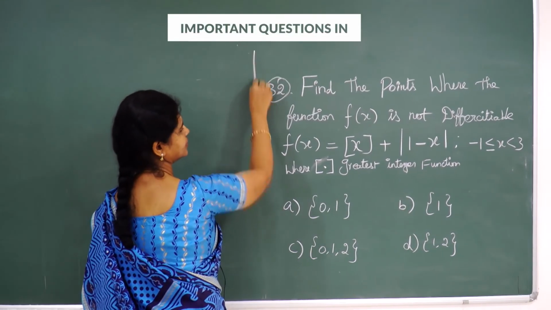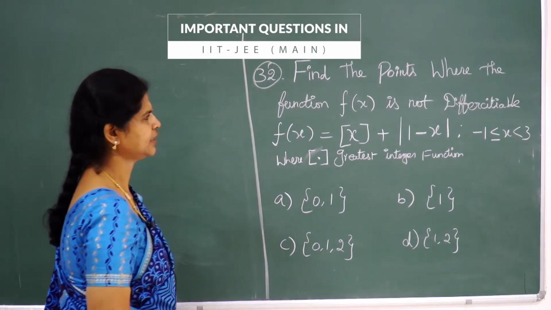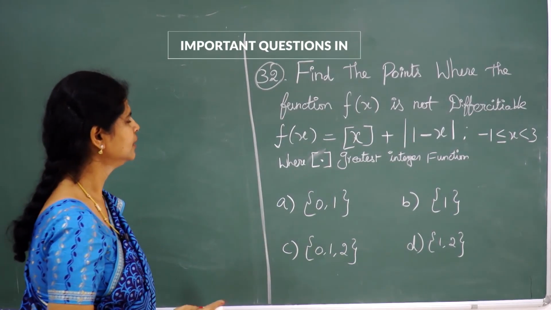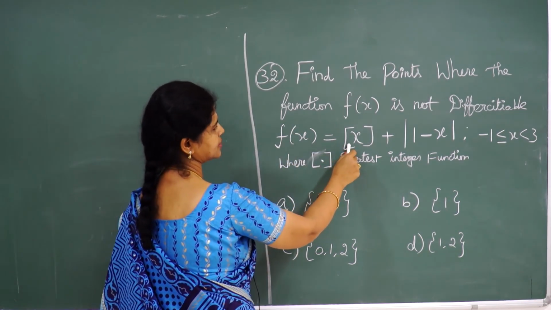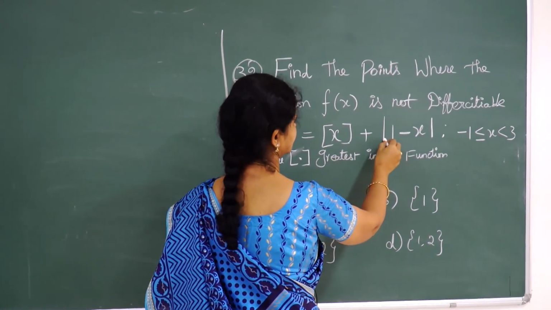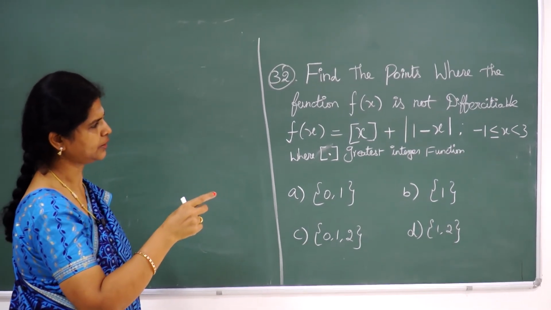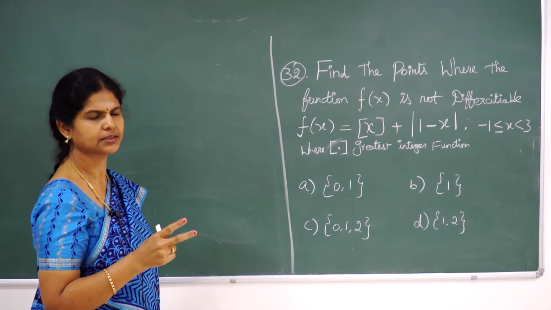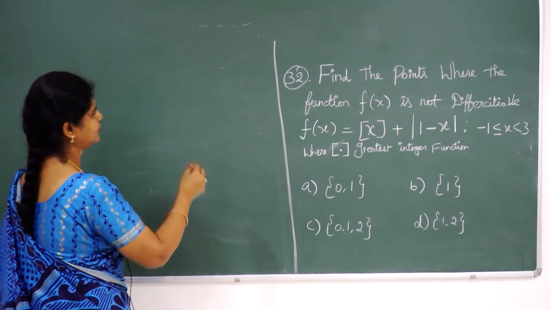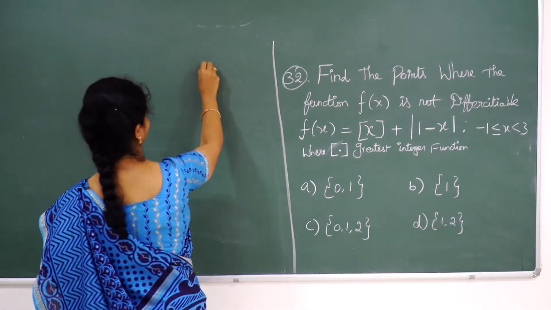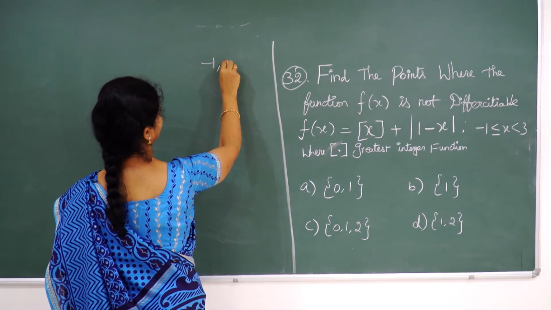So next, you have to check the differentiability in this problem. Here f of x is given by a greatest integer function and a modulus function. First define it in the domain minus 1 to 3, split into intervals and find out the function f of x. First you split the interval minus 1 to 0.